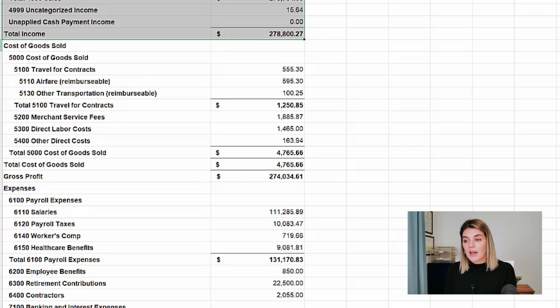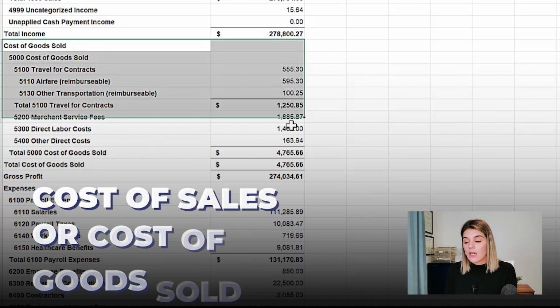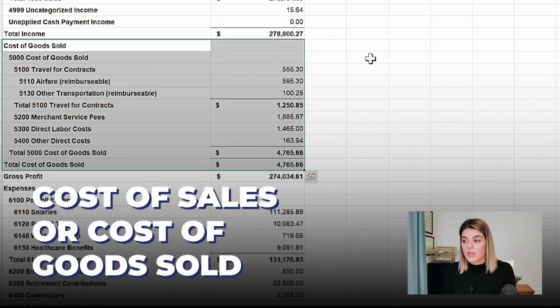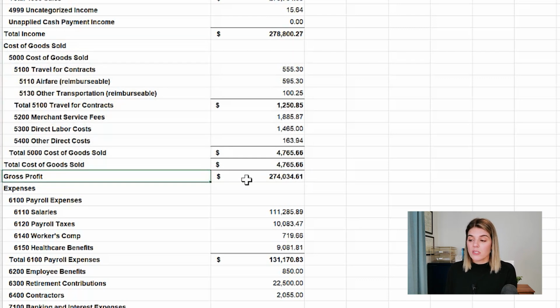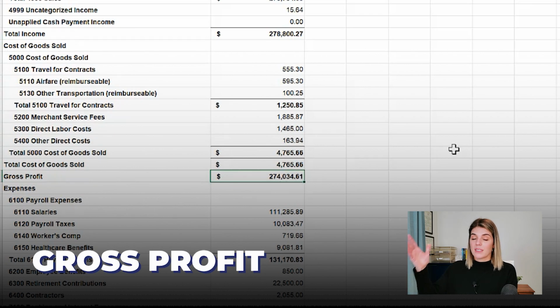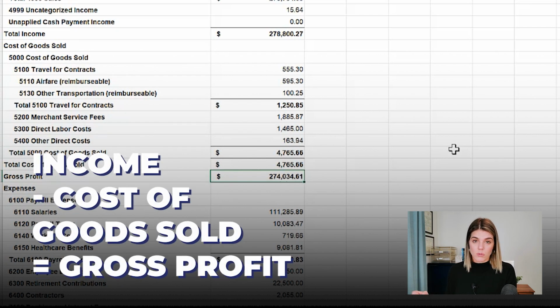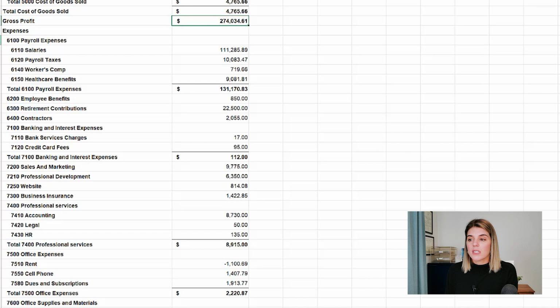The next thing after income will always be cost of sales or cost of goods sold. Now, some businesses might not even have this cost of goods sold section. They probably have some cost of goods sold, but maybe they don't have it specifically itemized out, which maybe they should. But cost of goods sold would go next, because then you have this calculation called gross profit. And that's income minus cost of goods sold equals gross profit. Then you'll get into your expenses.